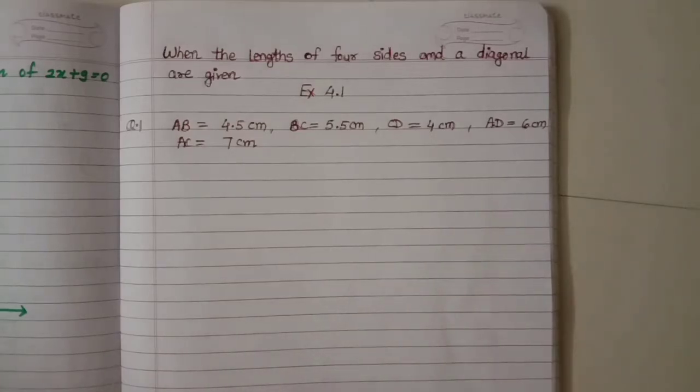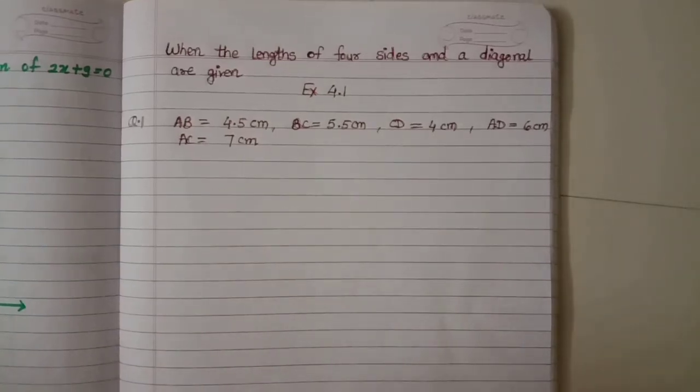What is the meaning of measurements? As we know, in a quadrilateral there are 4 sides, 4 angles and 2 diagonals. So there are 4 plus 4 plus 2, it means 8 measurements. Out of these 8 measurements, for making a unique quadrilateral we require at least 5 measurements.